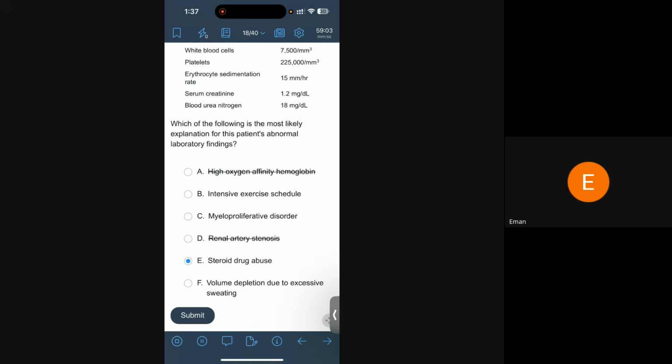An intensive exercise schedule does not decrease testicular volume. Myeloproliferative disorder cannot explain the testicular findings or the acne, though it can explain the increased hematocrit. Volume depletion can explain the high hematocrit, but that cannot explain the decreased testicular volume. Only androgen abuse can explain these findings.